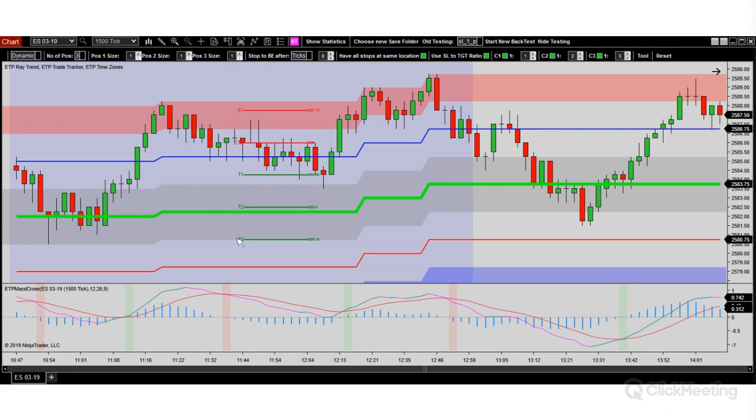Oh, this is a custom MACD. John asked how do we put the vertical markers on the MACD. This is a custom MACD that we built. It's the ETP MACD cross. Will it work on range bars? I'm sure it will. Do we get that? Yes, you do. But this is already built into the RayTrader, so you don't necessarily need it.